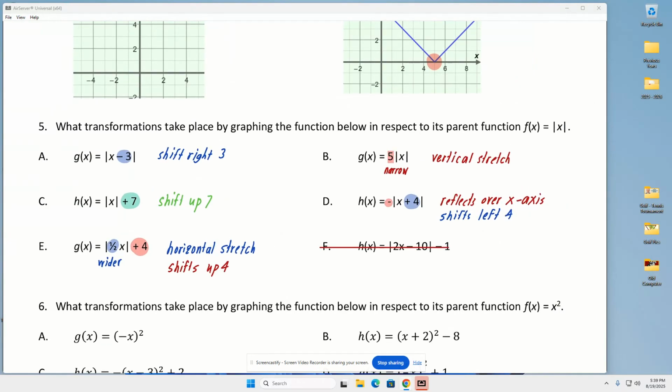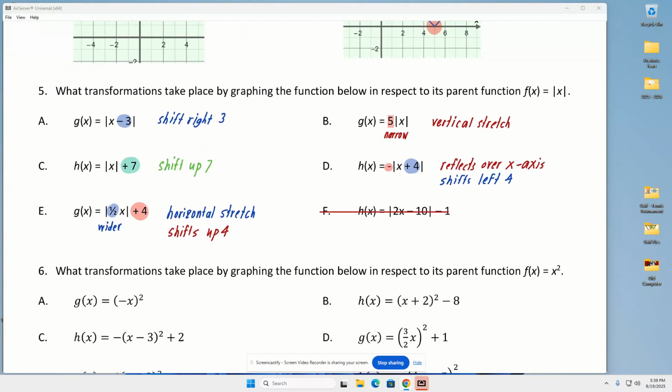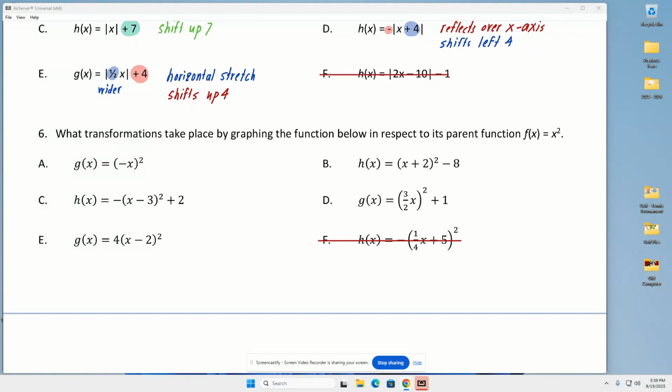All right, and there was A through E of number 5. Now let's go to number 6, and let's talk through A through E on this one. First of all, we got a negative. That's a reflection. It's inside, so it's horizontal. So this thing is going to reflect horizontally, which means it reflects over the y-axis.